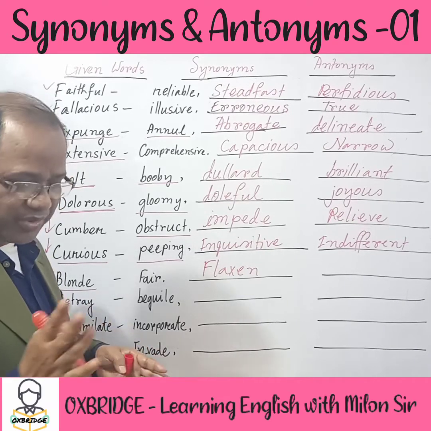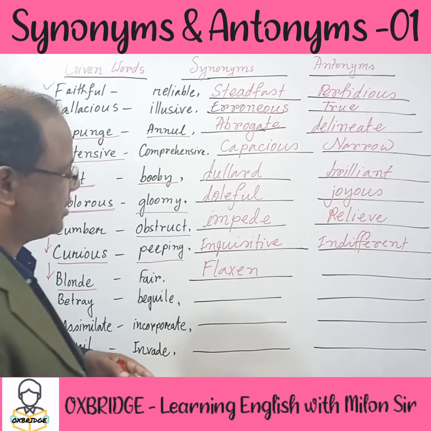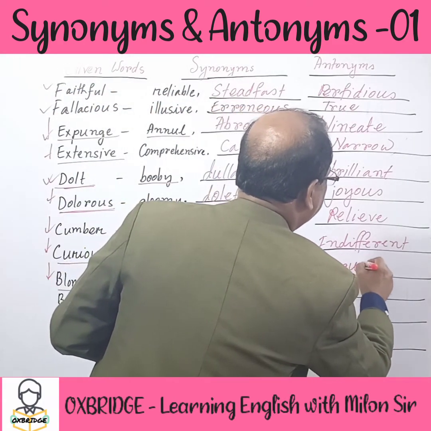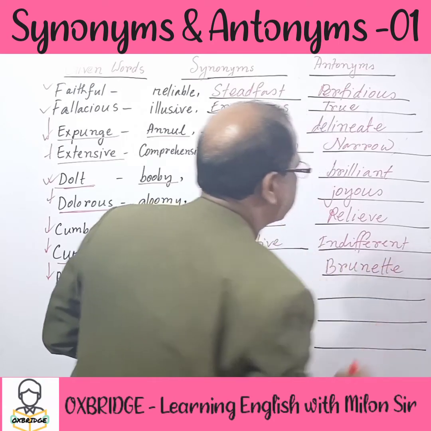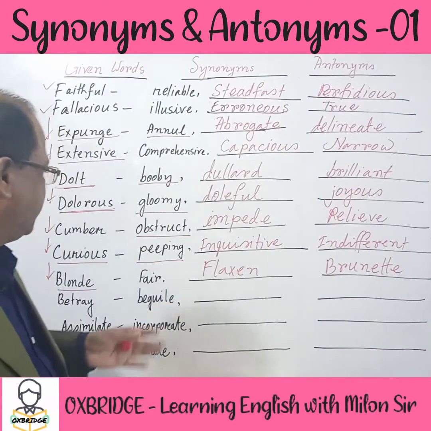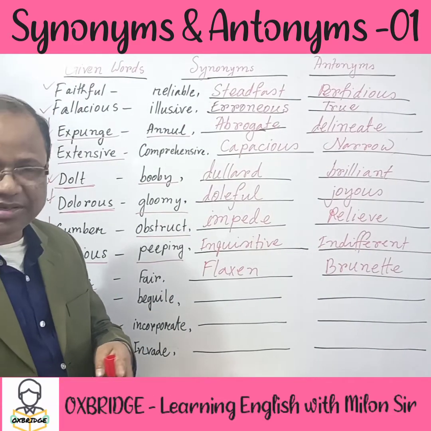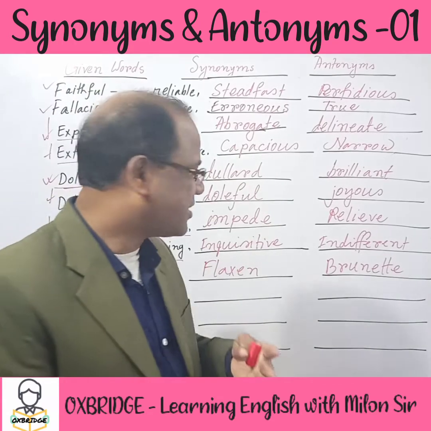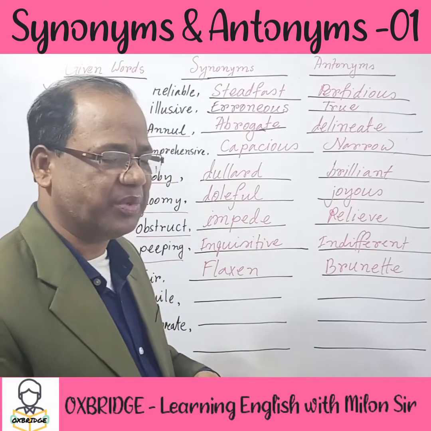So let's go for the antonym: brunette. Brunette means ugly. So blondie, fair and flaxen are the synonyms, and their antonym we can write as brunette.